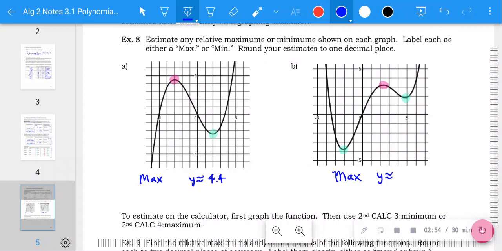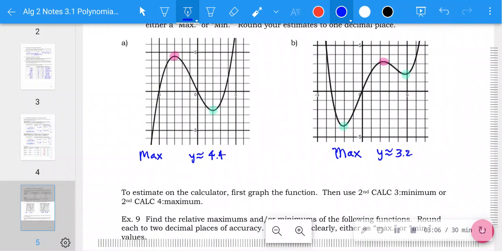On the other side, this one up here is at a height of about 3.2, and since we're estimating, your teacher has to give you some wiggle room of maybe about 1/10, so I would say 3.1 to 3.3 would all be acceptable. All right, now we'll switch to those light green ones, and those are going to be minimums.